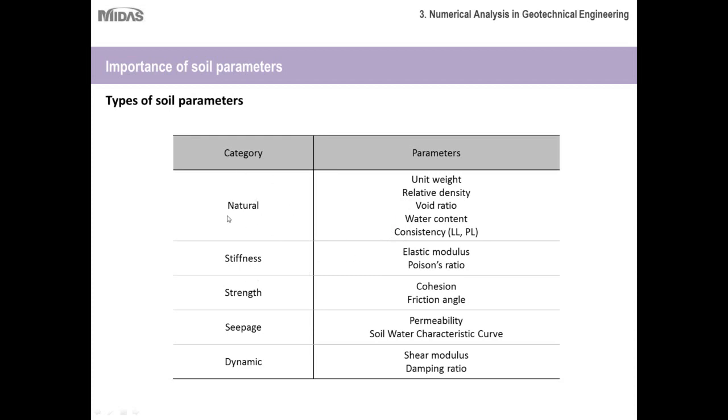The most commonly used parameters are the naturals, which are just how much it weighs, the water content. These are typically used for all projects. And then as you get more specific, the parameters become more specific as well. Elastic modulus and Poisson's ratio would obviously be used for foundation type analysis. Strength, cohesion and friction angle would be used as well for foundation type analysis, as well as excavations. And then seepage would be used. For example, the permeability of your soil, the soil water characteristic curve, these would be used for embankment and dam designs. And then dynamic, obviously shear modulus and damping ratio would be essential in order to account for seismic loading.